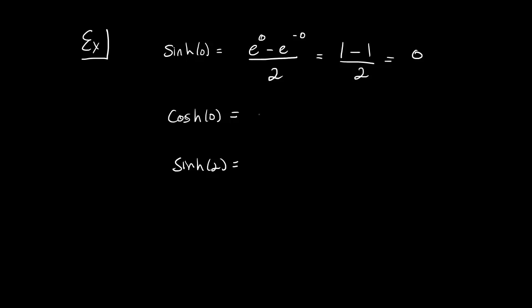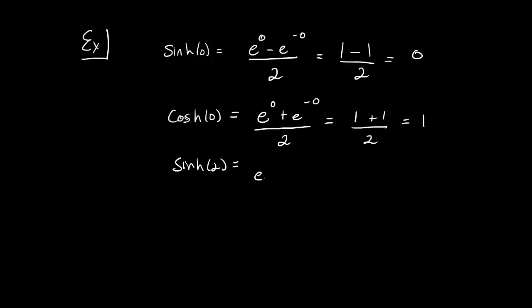Hopefully you're back now. So cosh is going to be e to the 0 plus e to the negative 0 all over a value of 2. This gives us 1 plus 1 all over 2. And this gives me a value of 1. So cosh of 0 is equal to 1.